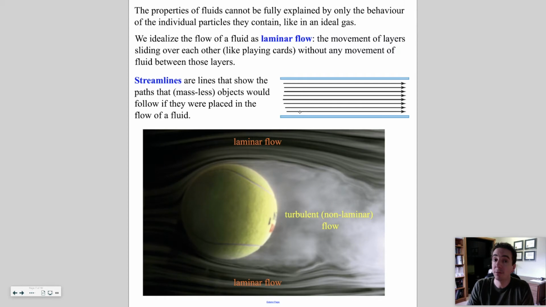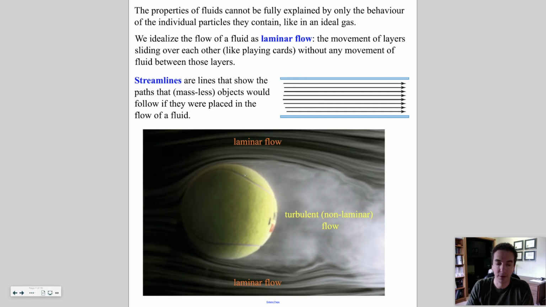So the properties of fluids cannot be fully explained only by the behavior of individual particles they contain, like an ideal gas. So we idealize the flow of a fluid as what we call laminar flow. The movement of layers sliding over each other, just kind of like playing cards, without any movement of fluid between those layers. So here we've got a representation of laminar flow.